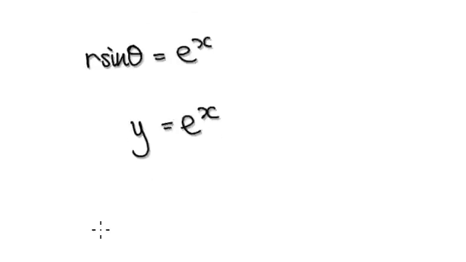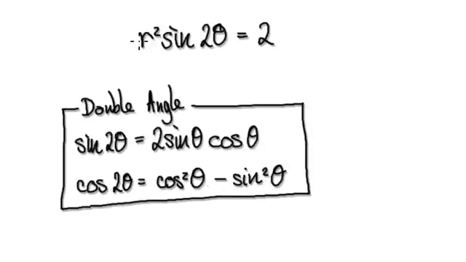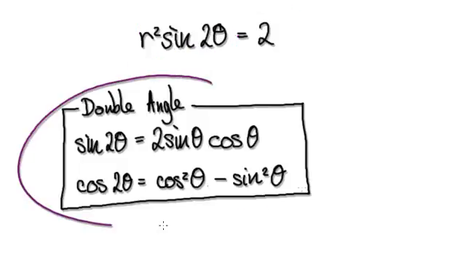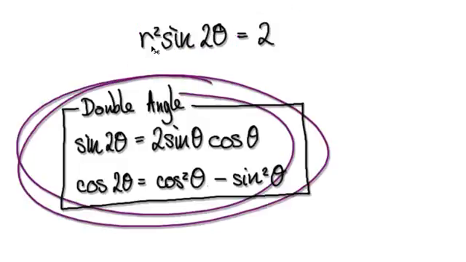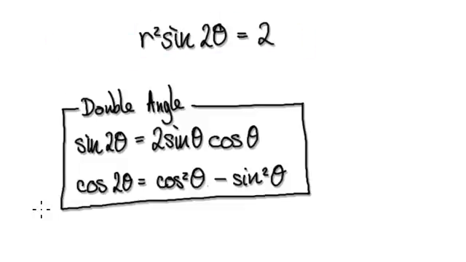Okay. Next one. So convert this into a Cartesian equation. So here you've got a double angle here, and this is me just helping you out here. So anyway, convert this into a Cartesian equation. So press pause and have a go.